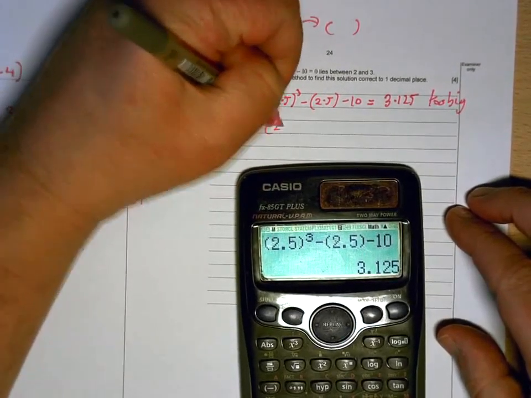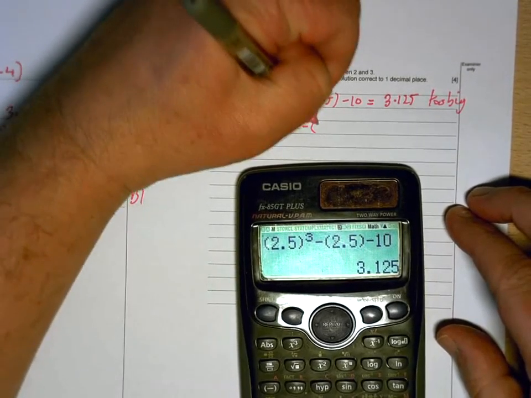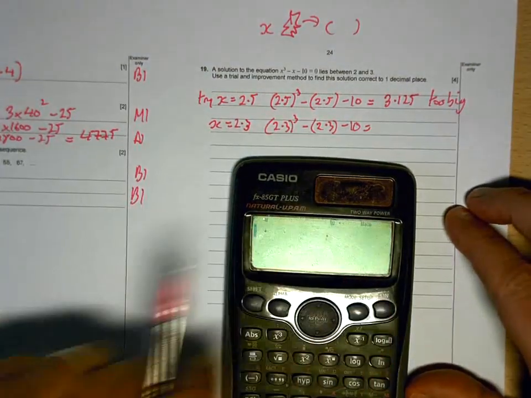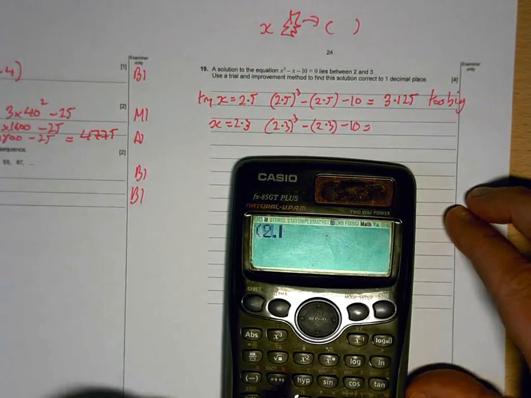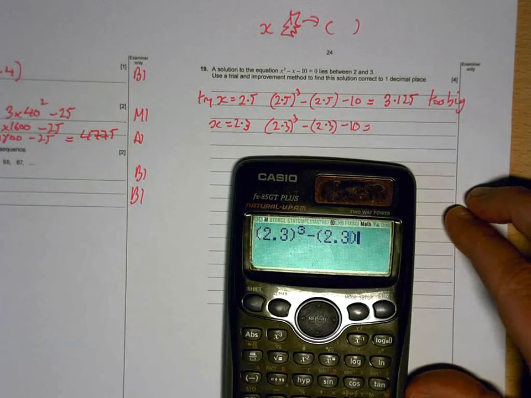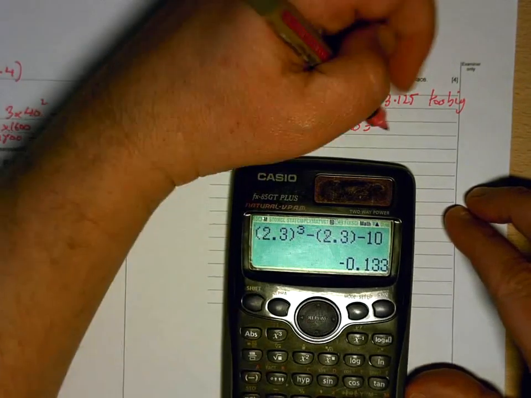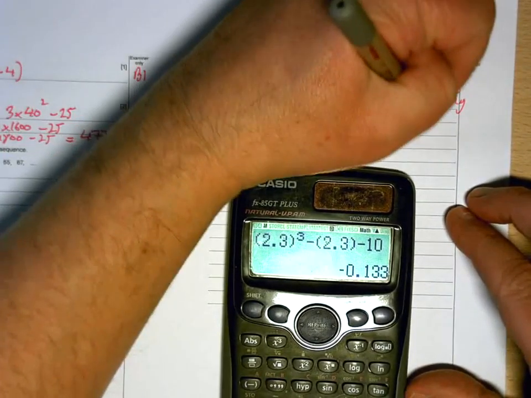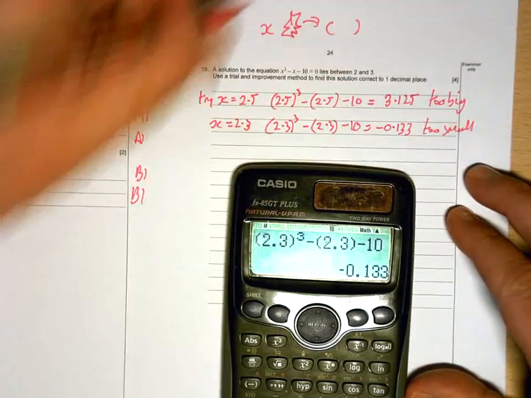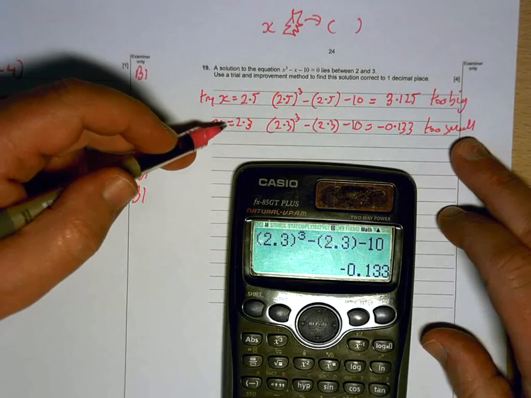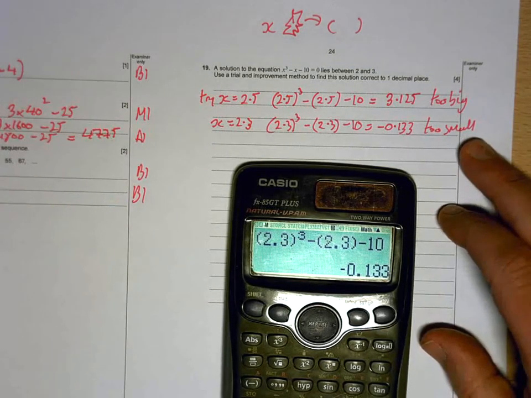Same again now, we're exploding and seeing what we get. So bracket 2.3 cubed, take away 2.3, take away 10. Okay, so this one is negative. So we're looking for 0, that's too small. So now there's no point us looking at 2.2 because it's going to be too small. So we know our answer is between 2.3 and 2.5.